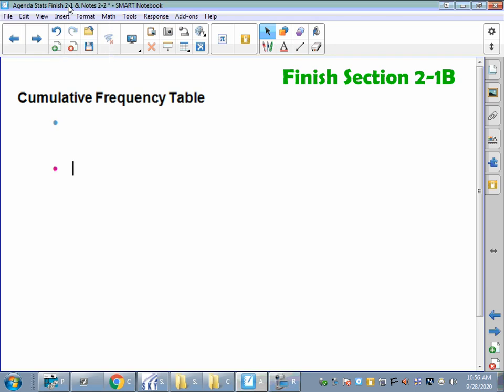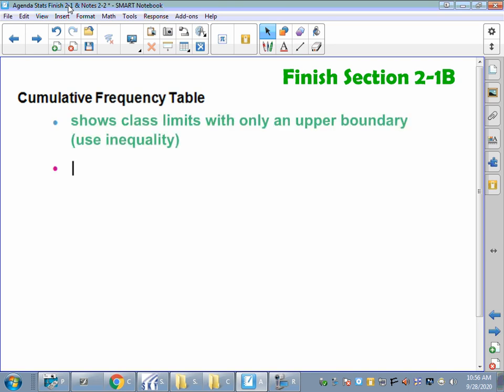All right, so the end of section 2.1b, cumulative frequency tables. This shows a table with only an upper boundary. We're going to use inequalities on this. It's kind of an interesting thing. We're going to need this in the next section for ogives, so we need to know what these cumulative frequency things are.